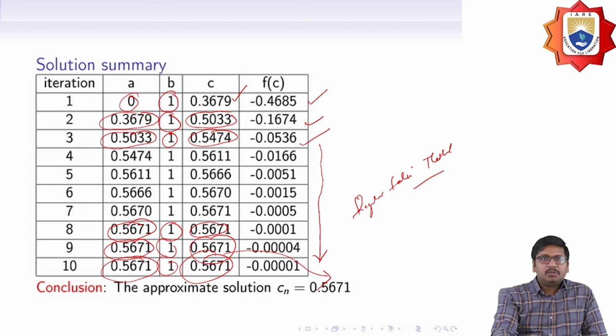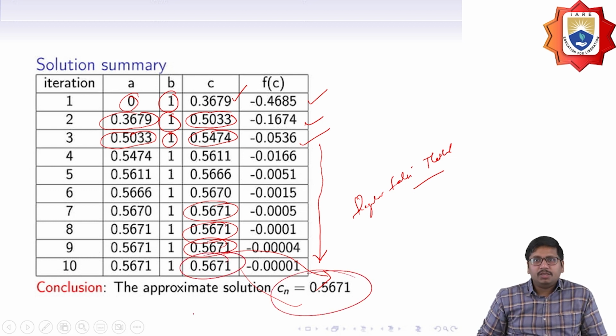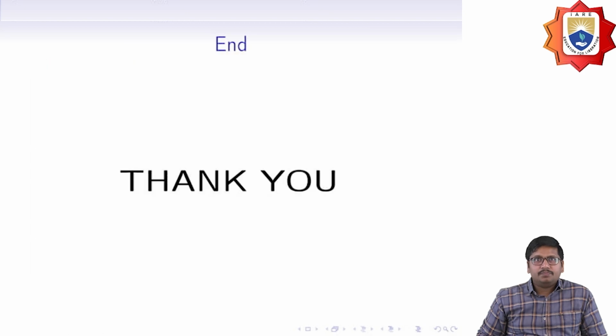By observing this, the a and b values continuously equal c. Hence c1 is continuous, so the value is fixed here. That's why the root of this equation is 0.569.